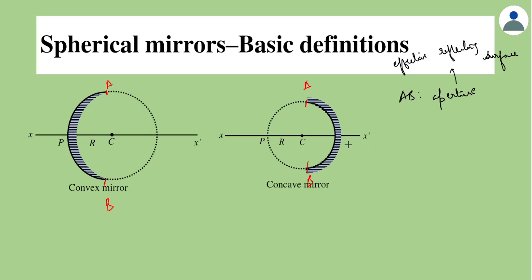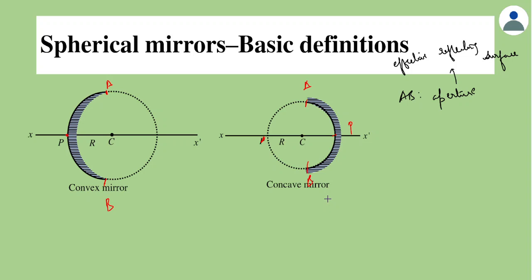The center of the aperture is called the pole. So this point here is called the pole, and this point here is called the pole. It's a printing mistake. This point is called the pole. So the pole would be the center of the aperture. That's the first point to understand.